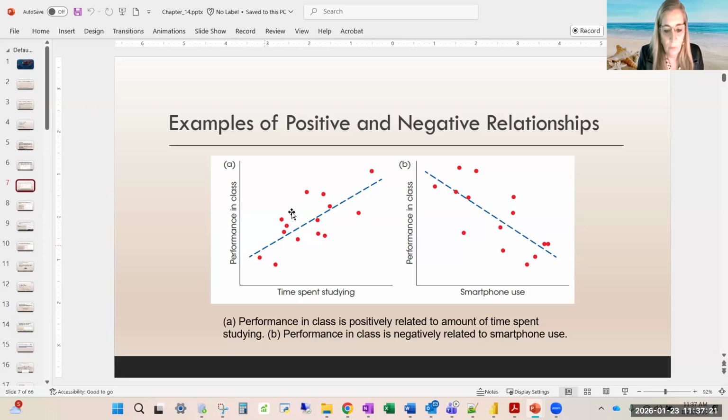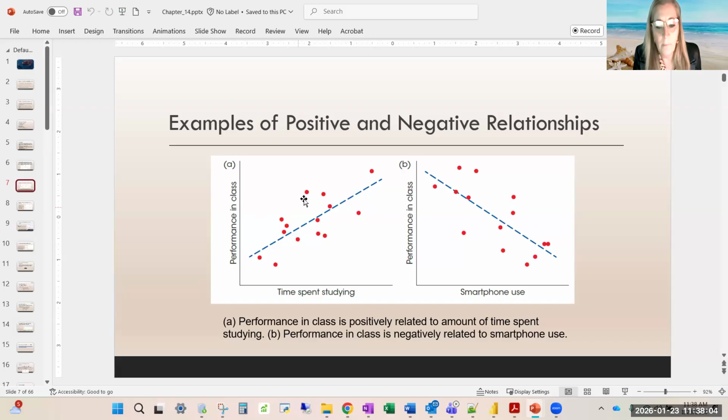The first example is representing a positive relationship, which means that as time spent studying increases, so does the performance in class. So more studying means how well they did in class, which makes sense, right? The other two comparisons, performance in class and smartphone use, is showing us a negative relationship. So in this example, it's showing that the more individuals used their smartphones, their performance in class decreased. Okay. So that's a negative relationship.